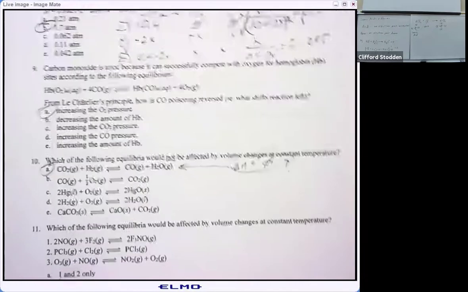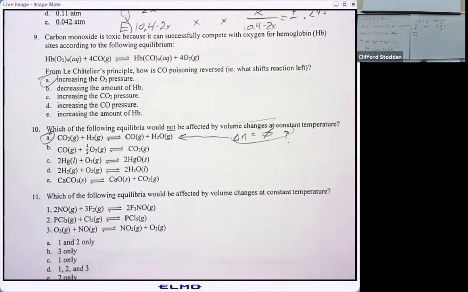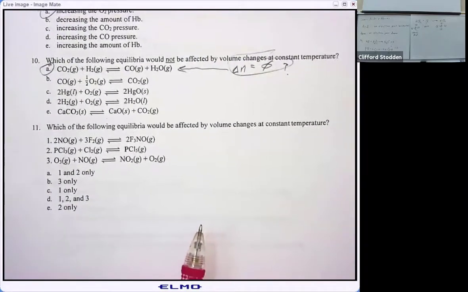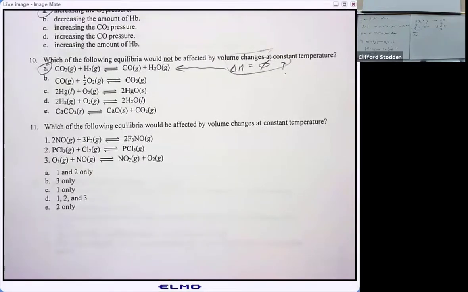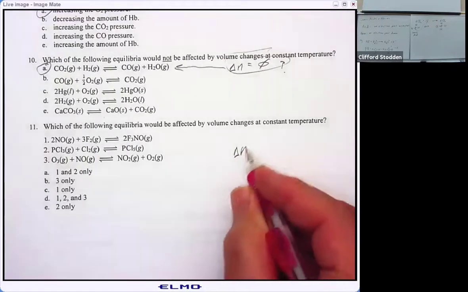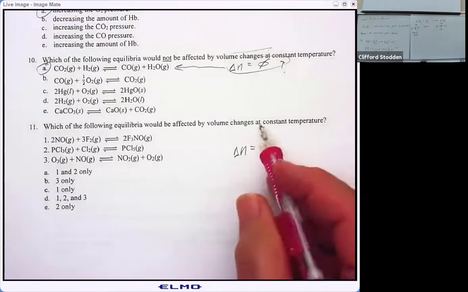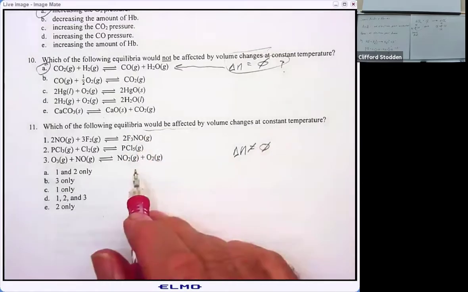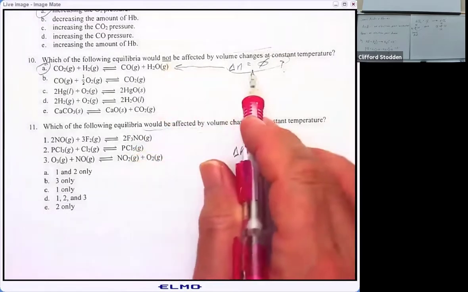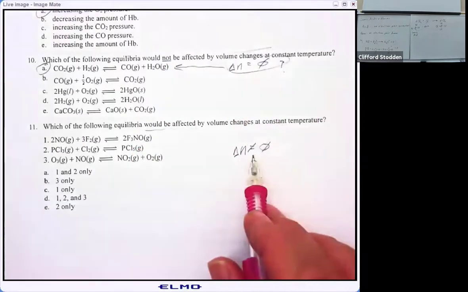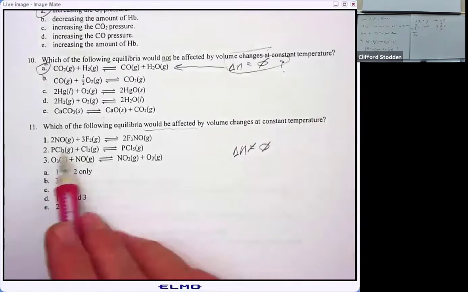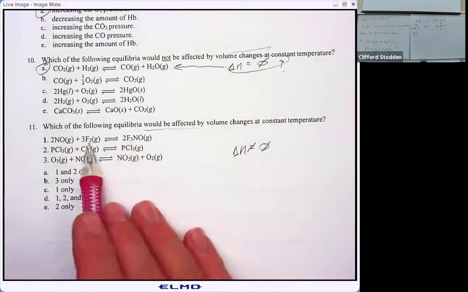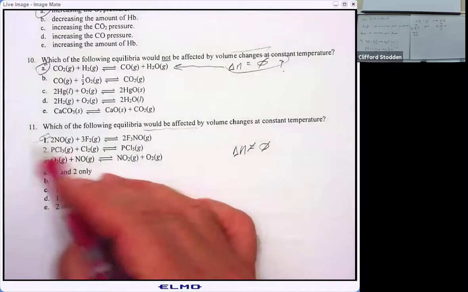Number 11, which of the following would be affected by volume changes at constant temperature? So it's really the same kind of question, just phrased a little differently because you have 3 choices here. So again, you're looking at delta N. Not equal to 0, actually, because it's saying would be affected by volume change. The previous one said it would not be, so we were looking for delta N to be 0. Here we don't want it to be 0 to be a choice. So here you have 2 plus 3, you have a 5 on the left and a 2 on the right, so that would be affected. That's one of them.